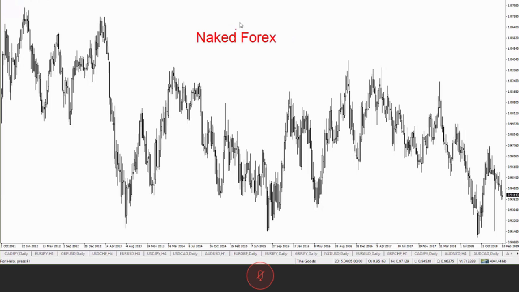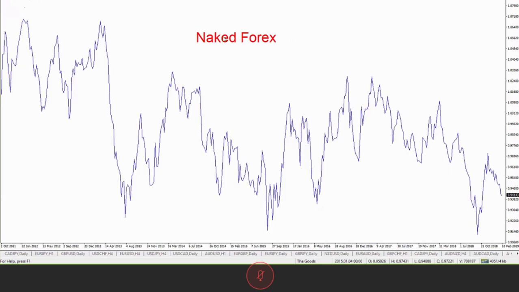All right. So this is the Aussie CAD. I just picked a random pair. I think because there's a trade on right now, actually. I think that's why I picked the Aussie CAD, because there's a potential trade on, and I wanted to show you one that we can talk about.